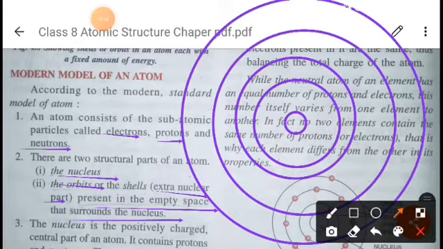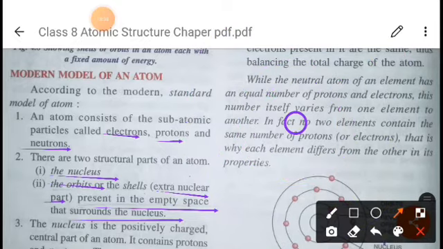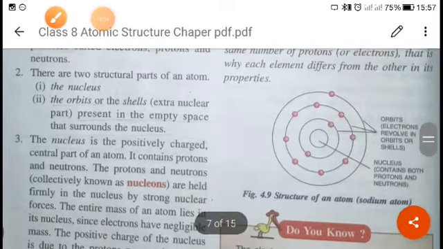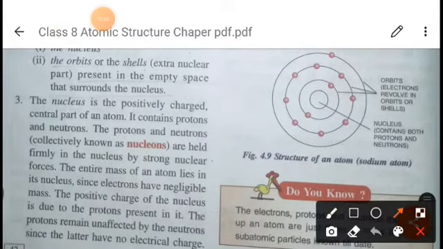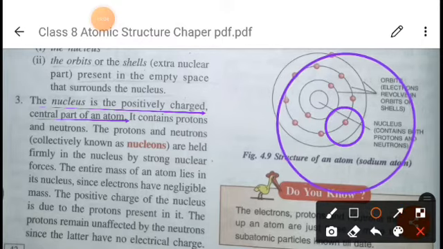Now next is the nucleus is positively charged. As we know, the nucleus is positively charged, right. Everything is written here, you can see. We know that the nucleus is positively charged, okay, and it is situated in the center of the atom, as we have seen there. Let me draw here. This is the nucleus, okay. It is in the center of the atom, okay.